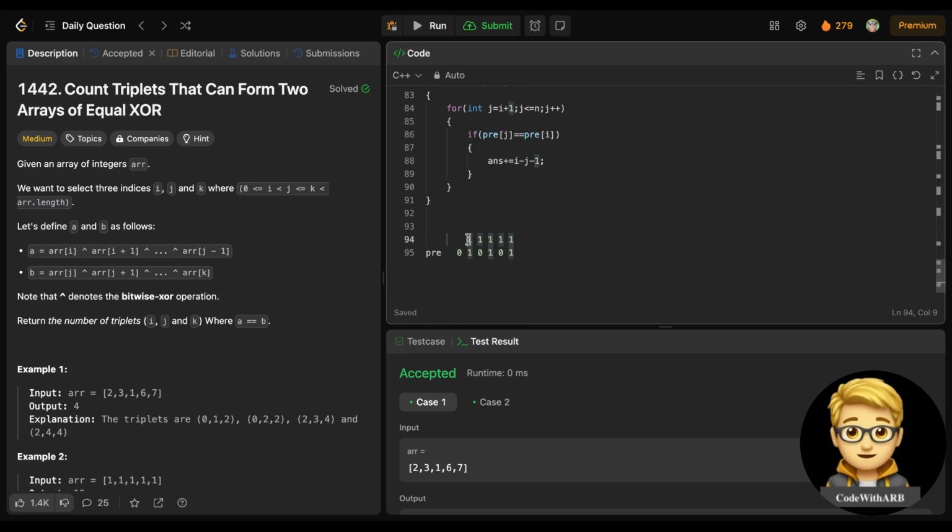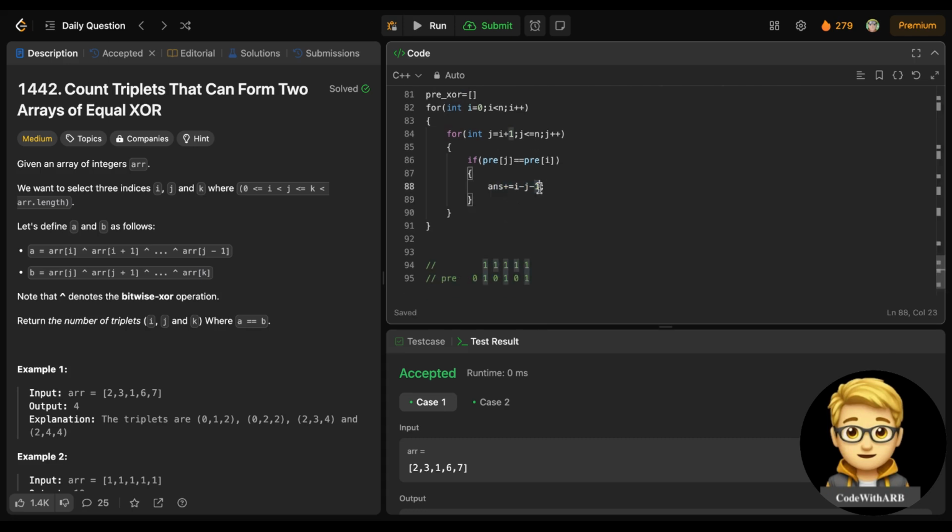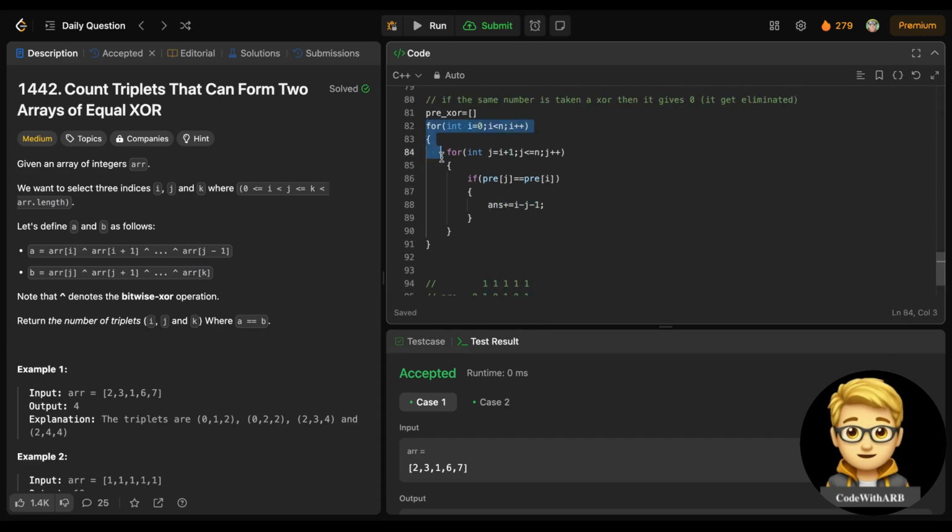Why? Because from 1 to 1, this is i, this is j, and this is k. So i to j is 1, and from j to k is 1. So that will generate a triplet, so both will generate a triplet. So this is how we will simply move this. So let's try to implement this.